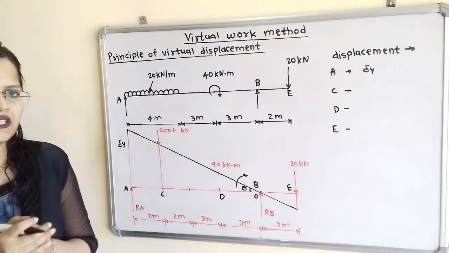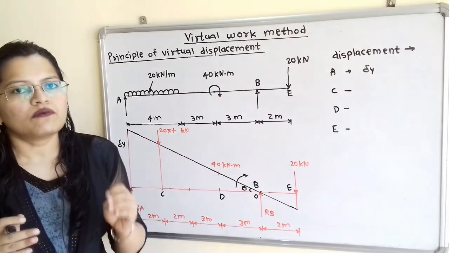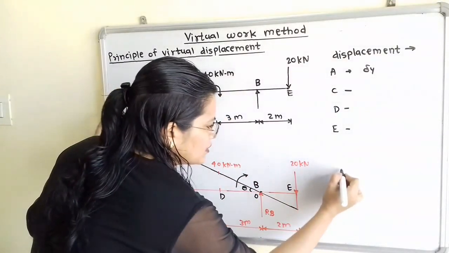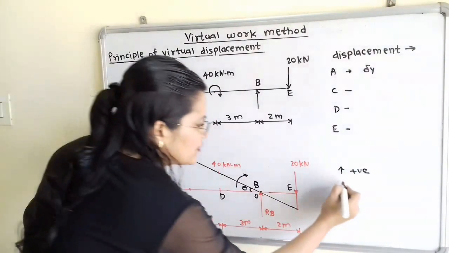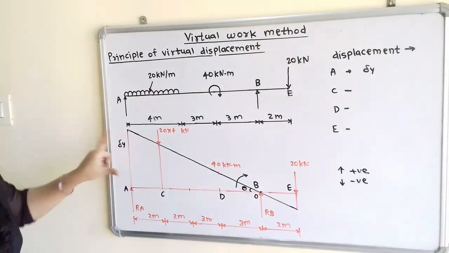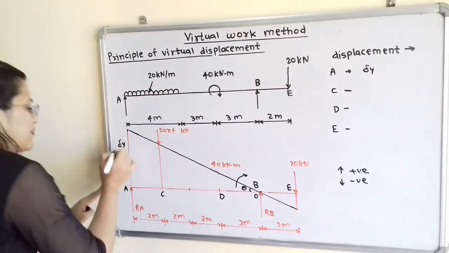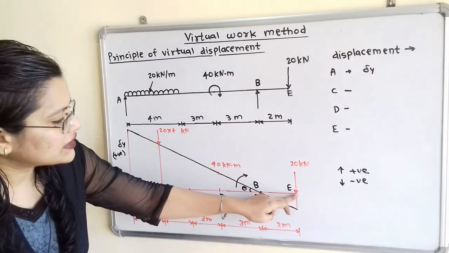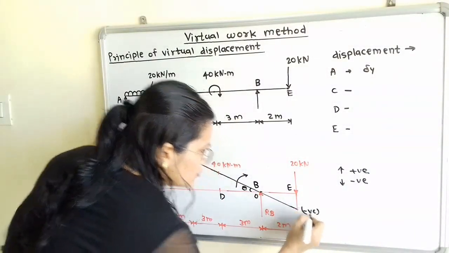Now the sign convention is the important part. So we will first write here the sign convention. Forces in upward direction, we will give positive sign. Forces which are in downward direction, we will give negative sign. Then the displacement in upward direction, that is above the original position, we will give positive sign. So I will write here positive. And the displacement which is below the original position, we will give negative sign. So I will give here negative sign.